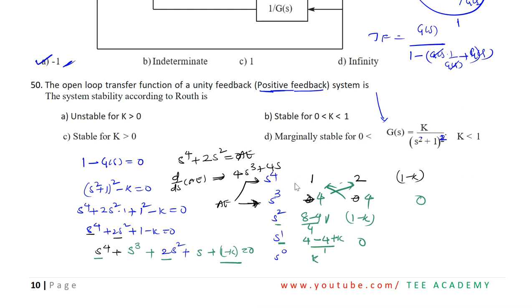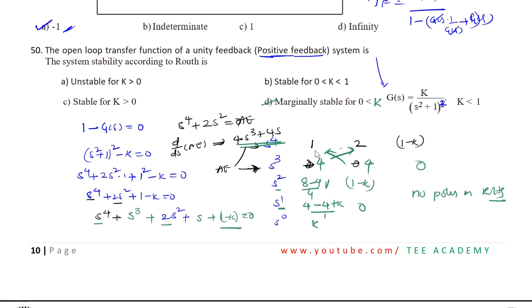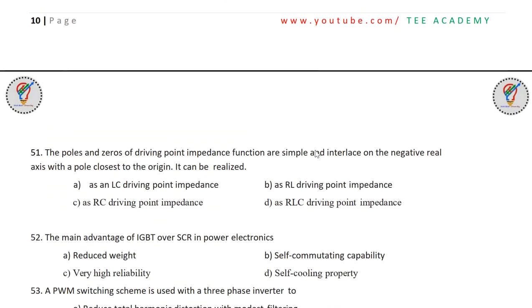Okay, so in this first column all the coefficients are positive, so that means there is no pole on the RHS. But is the system stable? No, it's not completely stable, it's marginally stable for k greater than 0. So from this we can say if k is a positive value, it is a marginally stable system. Why? Because we found the auxiliary equation roots. So the answer is marginally stable here. Okay, we'll move to the next question in this series of lectures.